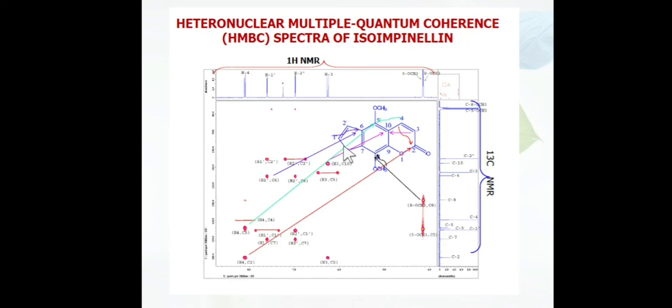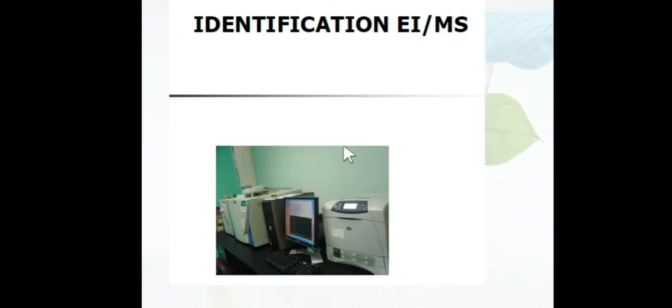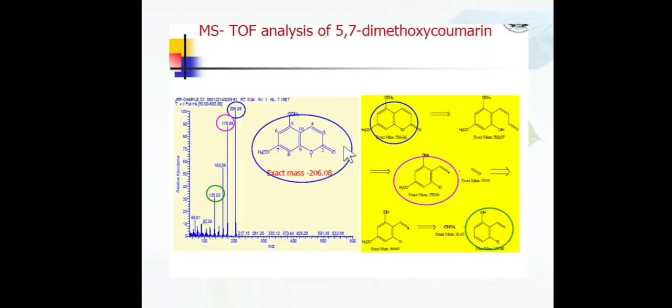Okay, finally the mass spectroscopy. Mass spectroscopy is a very easy and useful technique to identify the structure of natural products. If we analyze the mass of 5,7-dimethoxycoumarin, the previous compound, its mass is 207 and we can easily identify that this compound is present in the extract because it is showing a peak at 206 mass.